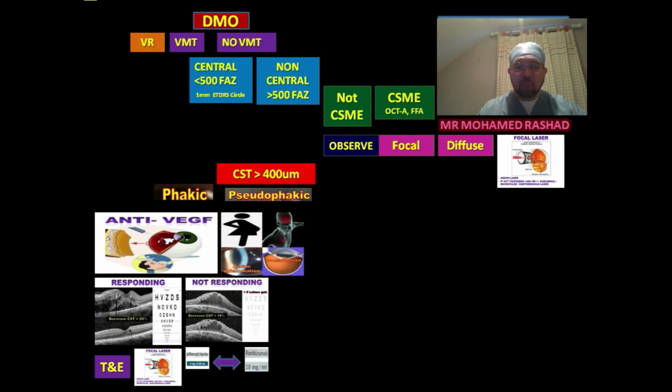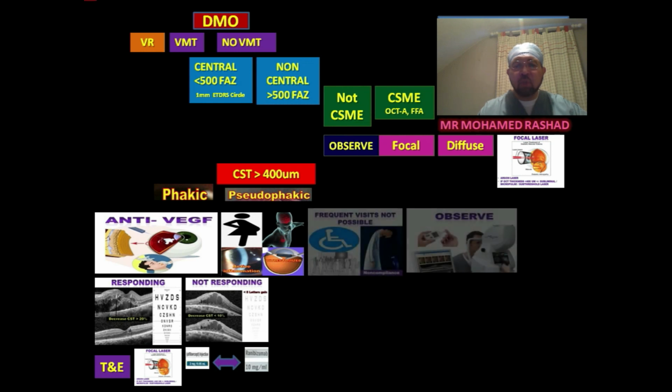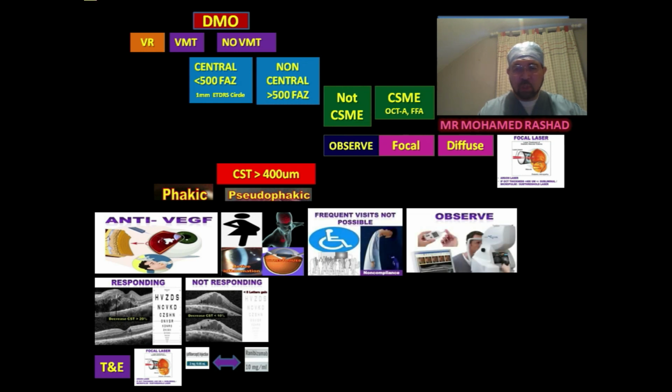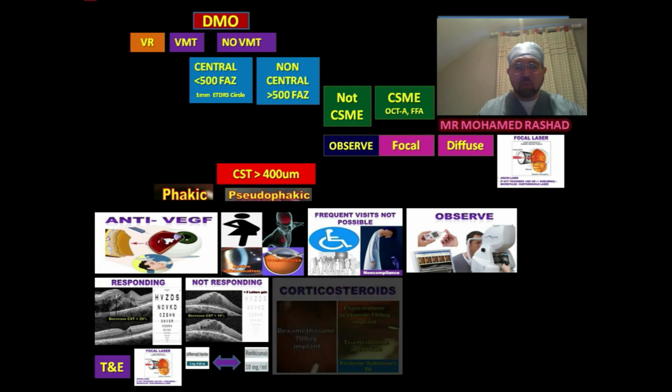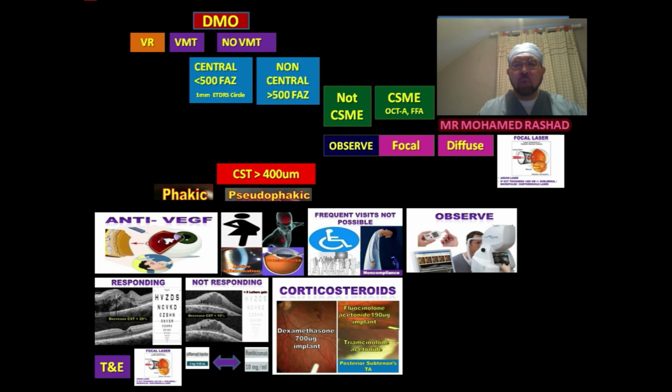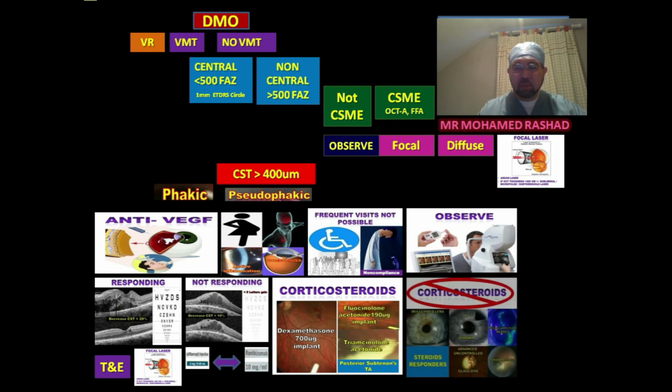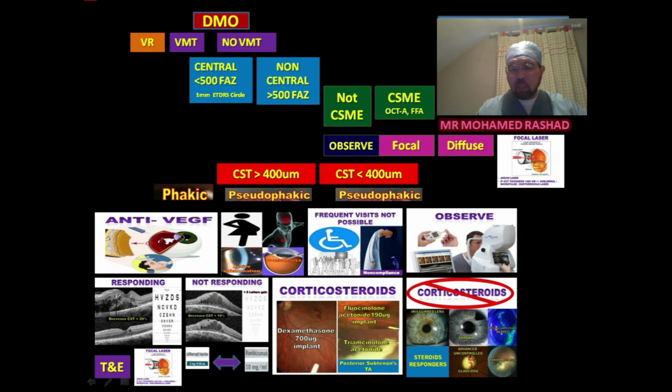And if the patient has cardiovascular events, or is pregnant, or has active inflammation, or is vitrectomized, or if the patient cannot come for frequent visits and is not compliant, you can use the corticosteroids. If the corticosteroids are not indicated, you can observe and tightly control the risk factors. If the central subfield thickness is less than 400 microns, check if the patient is pseudophakic; then you can use the steroids. If phakic, you just observe and control the general risk factors.